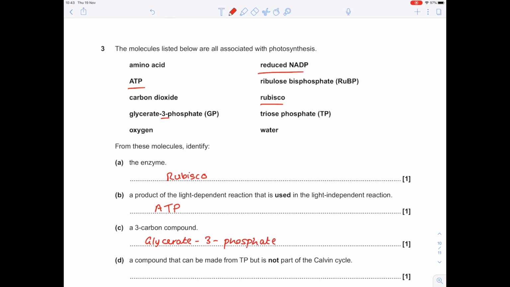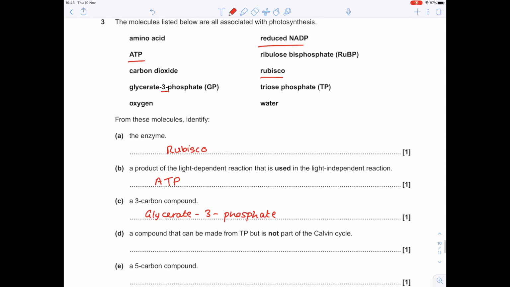A compound that can be made from triose phosphate but is not part of the Calvin cycle. So remember that triose phosphate, most of it goes back to regenerate ribulose bisphosphate. The rest of it goes to make glucose or amino acids or lipids. So I'm going to pick out what I can see here, which is the amino acid. A 5-carbon compound. Very, very in-depth knowledge needed here. Remember that is RuBP, ribulose bisphosphate.